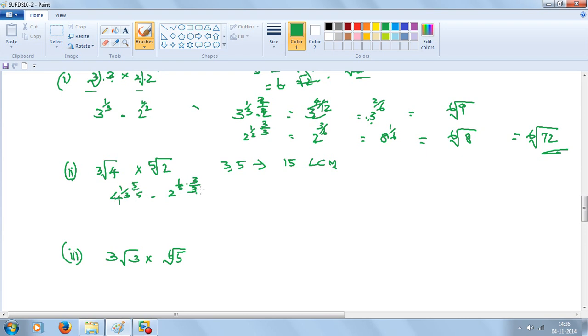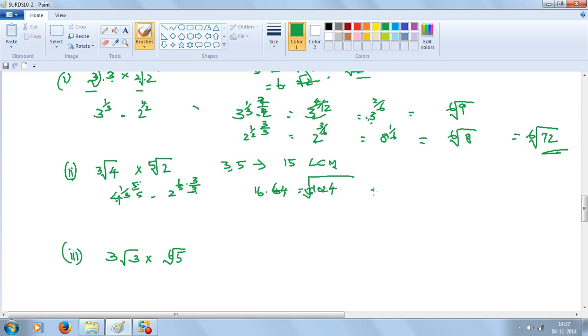Here 4 to the power 5 means 4 multiplied by itself 5 times. 4 multiplied by 4 is 16. 16 into 4 is 64. If you multiply these, 64 into 16, it's 1024. So 4 to the power 5 is 1024. So here you can write this as the 15th root of 1024, since 3 multiplied by 5 is 15. This is the first part of the answer.